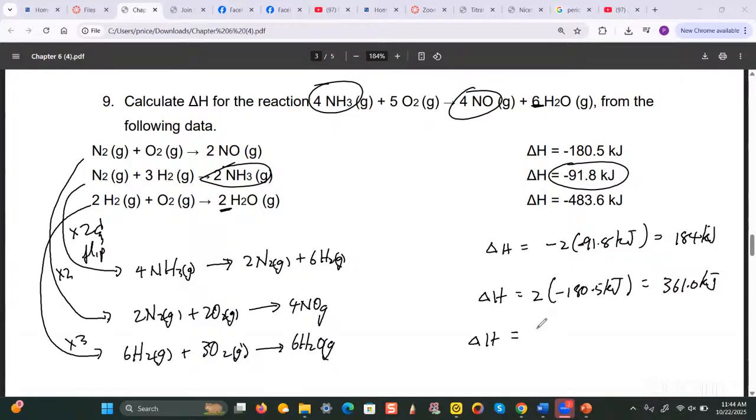So what would be the delta H value for that reaction? Negative 3.6 times 3. Exactly. So 3 times minus 483.6 kilojoules. Let's see what that gives. According to my calculation, this works out, and I have to round this off to 4 sig figs. So that will be minus 1451 kilojoules.